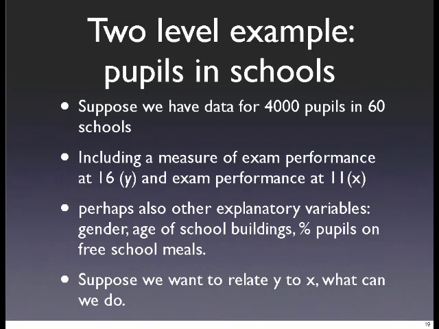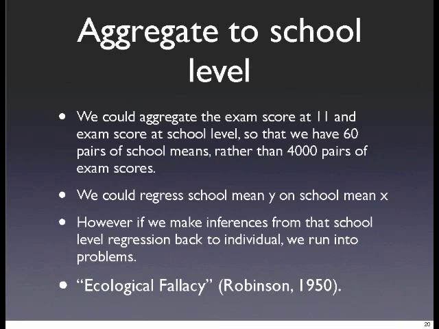Let's suppose what we want to do ultimately is relate how well people are doing now in their exam or test to how they did when they were 11, taking into account these school conditions and the gender of the pupil. What could we do? Well, we could aggregate the exam scores at 11 and 16 to the school level, so that instead of having 4,000 exam scores, we would have 60 pairs of school means. And then we could do a single level analysis.